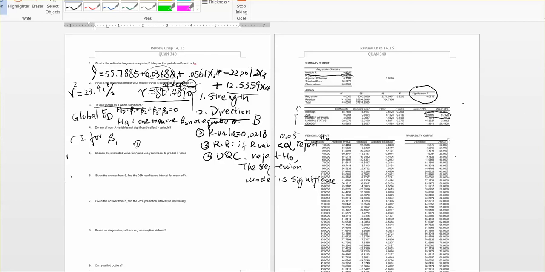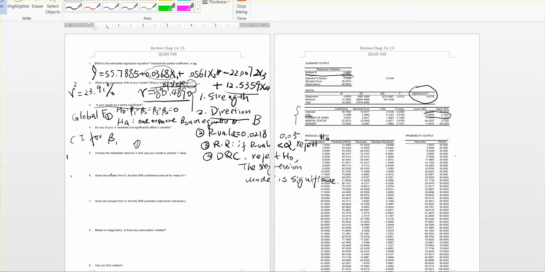So the confidence interval for the partial coefficient is the best and most efficient way to work when we have the Excel output. So question number 5, choose the estimated value for x and use your model to predict the y value. So in this case, after you get the model in question number 1, what you need to do is plug in the value of x and get y hat. Given the answer from 5, find the 95% confidence interval for the mean of y.